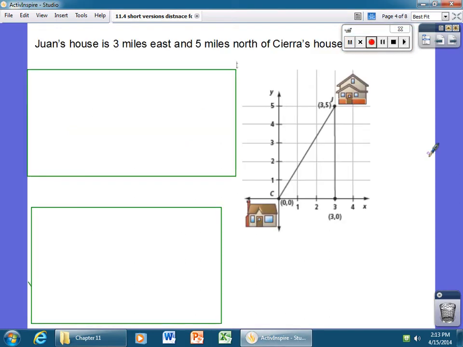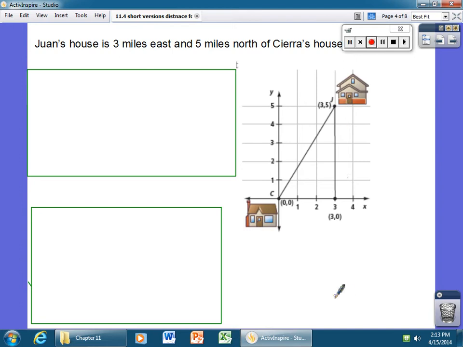Okay, what is the distance formula? So the first thing I want to show you is how the distance formula was derived. It is based on the Pythagorean theorem. So here's a problem that we can look at and we can figure out how the Pythagorean theorem helps us with the distance formula. We have Sierra's house down here, and Juan's house is 3 miles east and 5 miles north of Sierra's house.